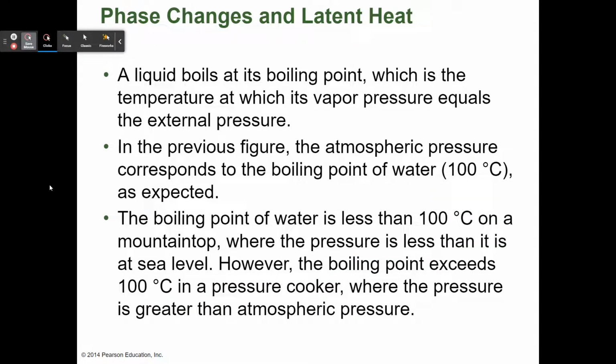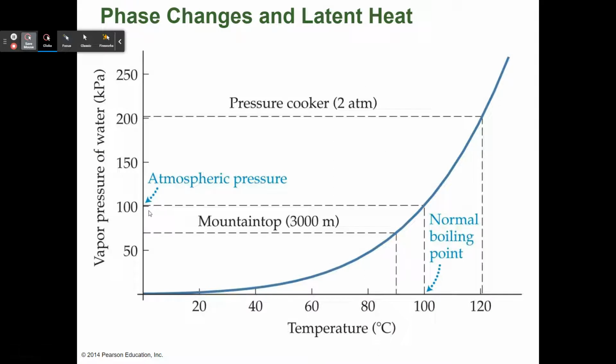A liquid boils at its boiling point, which is the temperature at which vapor pressure equals the external pressure. So in the previous slide, the pressure corresponding to the boiling point of water at 100 degrees would be atmospheric pressure, because that's when something boils: when the pressure on top of the liquid and the pressure underneath wind up being equal, and that pressure of the gas under the liquid is able to pop through, and that's when we say things begin to boil.